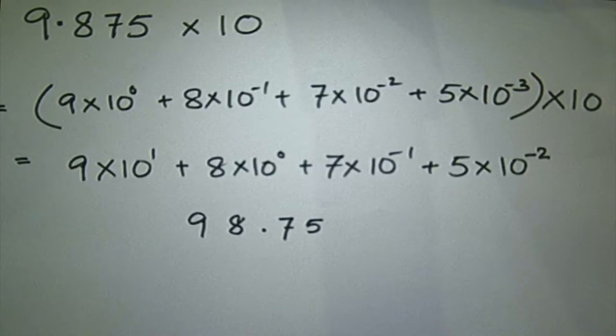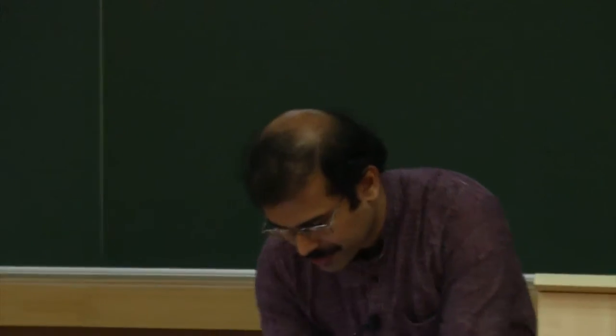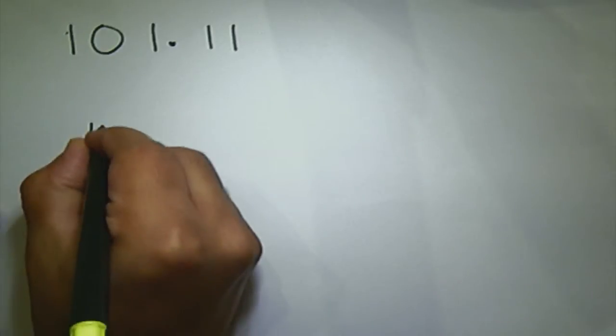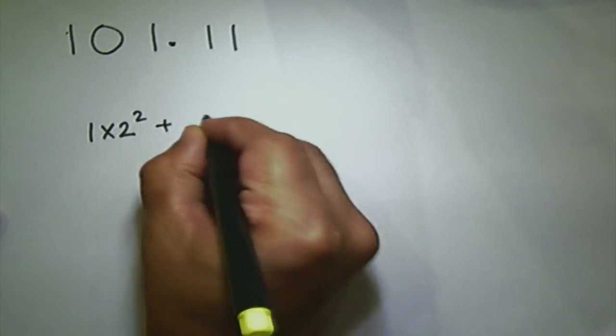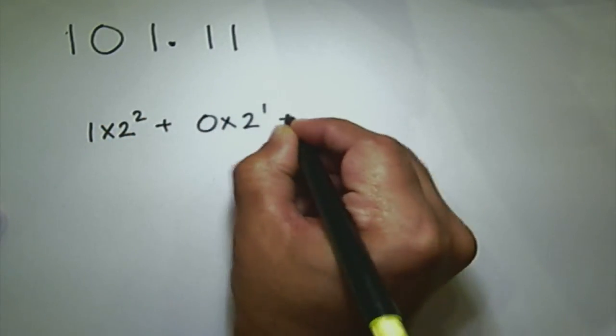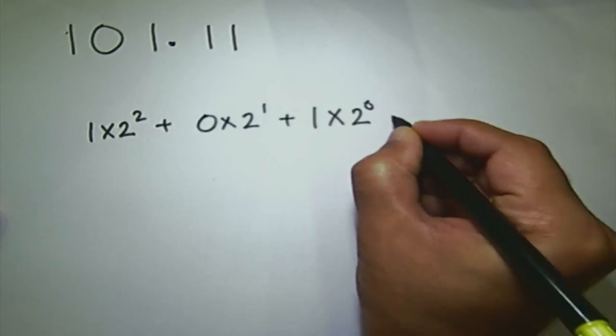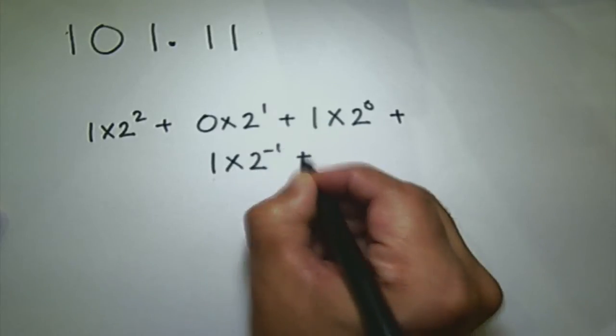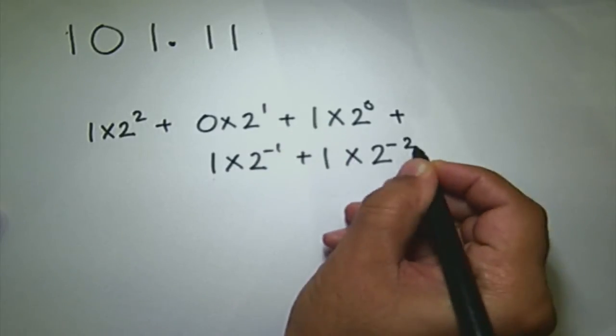Well, now there is nothing sacrosanct about 10 here. The same thing would happen if I started doing things in binary. Just as an example, suppose I give you 101.11, some binary number. Let's say we don't care what this binary number is. So what does this represent? This is 1 times 2 raised to 2 plus 0 times 2 raised to 1 plus 1 times 2 raised to 0 plus 1 times 2 raised to minus 1 plus 1 times 2 raised to minus 2.